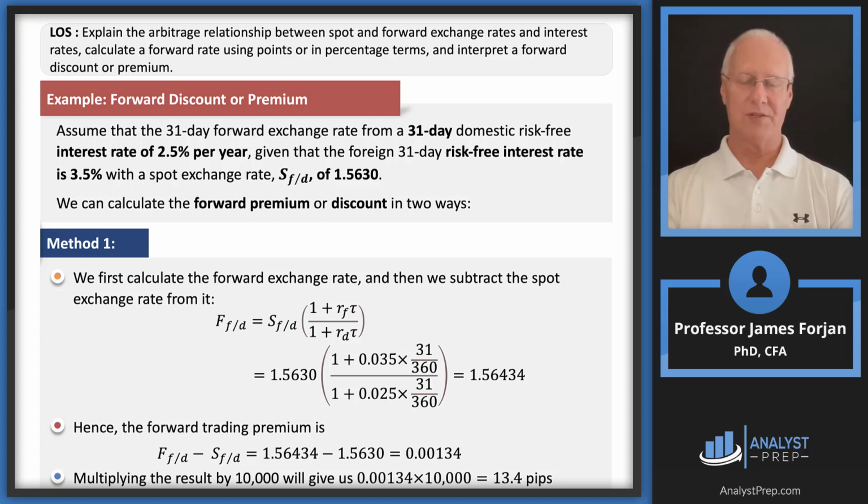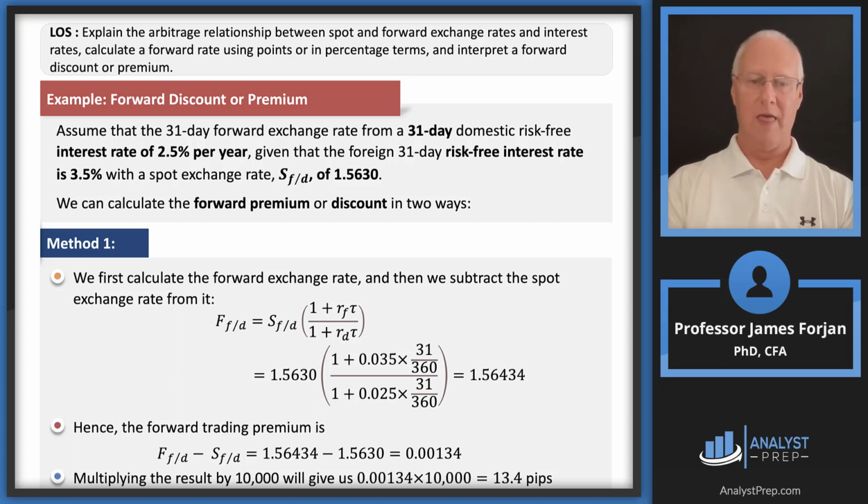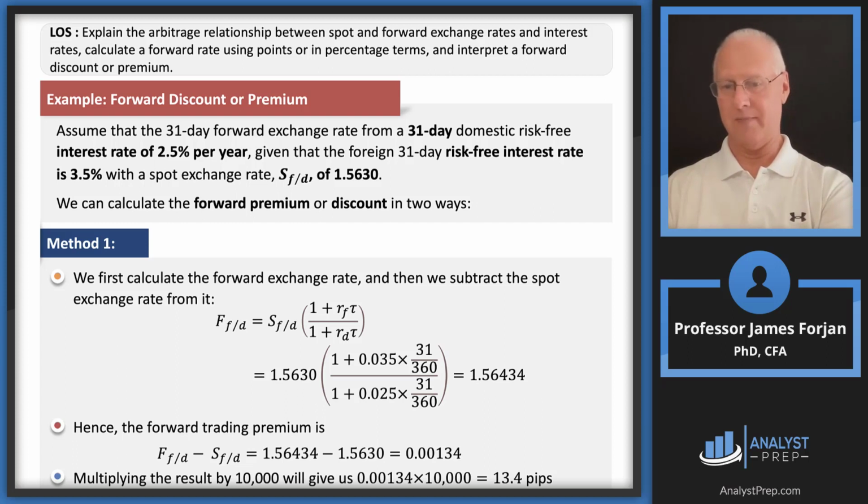If you do all that, you get 156.434. By the way, in the questions at the end of the learning module, this is the last one. There's only one of these questions, but it's super easy, so make sure that you can do this. So you get 156.434. You can then compute the premium: multiply by 10,000 and you get 13.4 points. Some people call them pips.